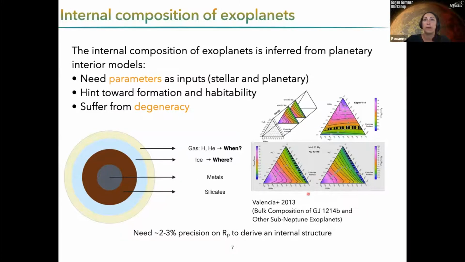For example, there is this representation, which is not a model, that you call the Toblerone diagram, where for a fixed mass, you have a range of possible interiors as a function of the radius. You already see here that if we have a precise knowledge of the radius, we will be able to infer a range of compositions of the exoplanets. If we don't know anything about the radius, all the compositions are plausible. And actually, it's usually said that we need 2 or 3% precision on the planetary radius to derive an internal structure of the planet.